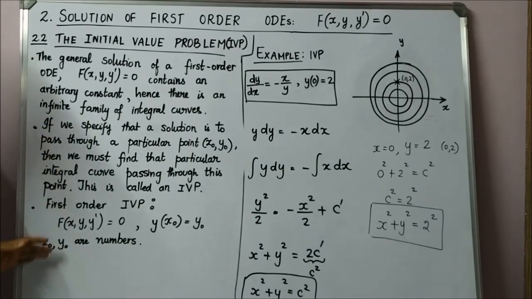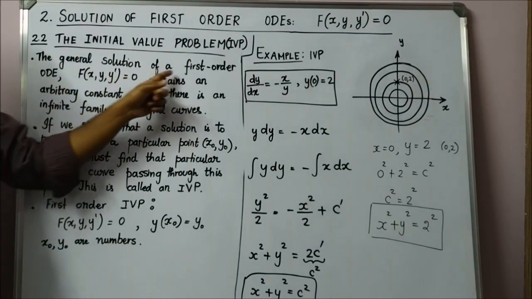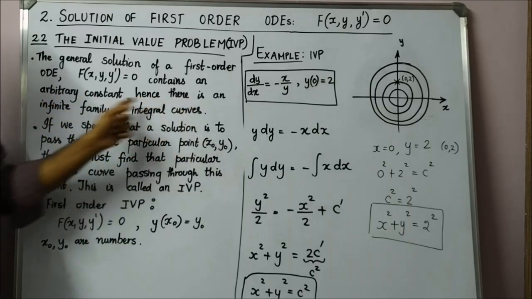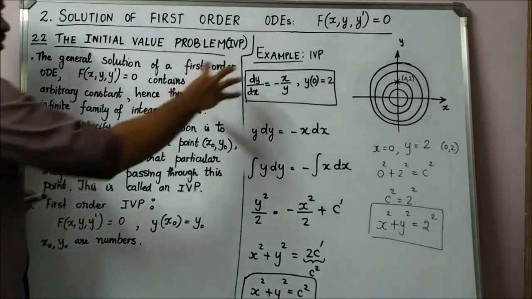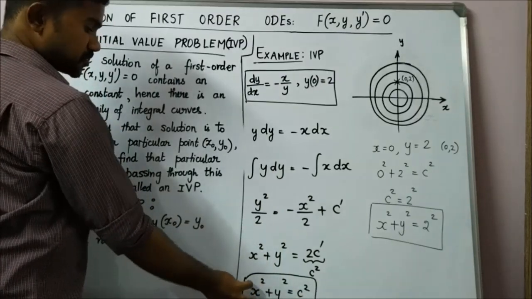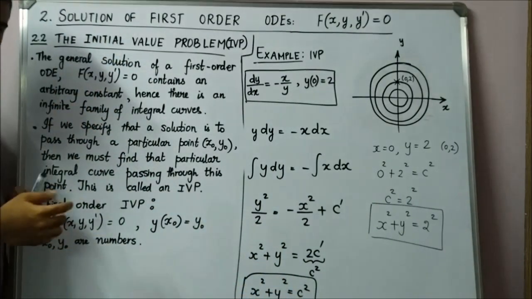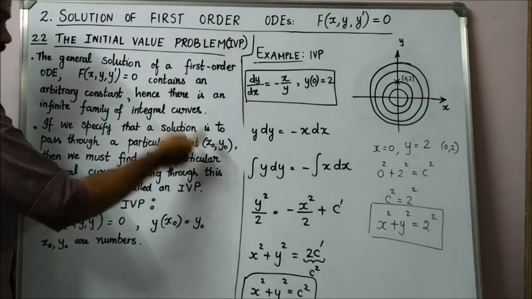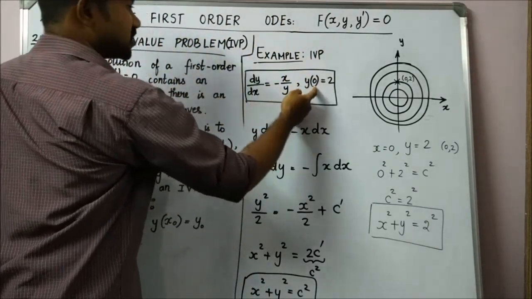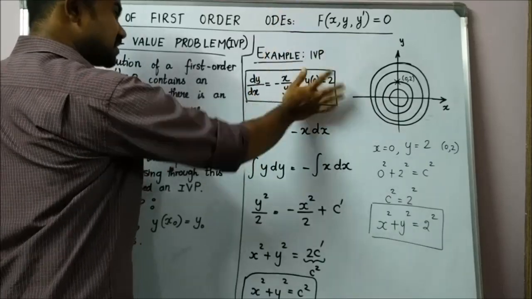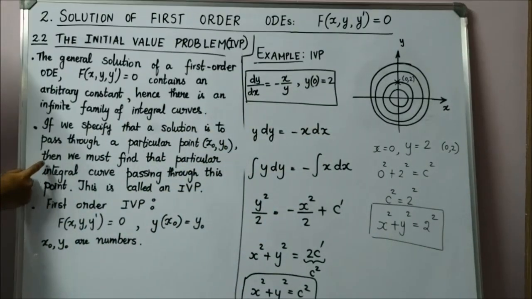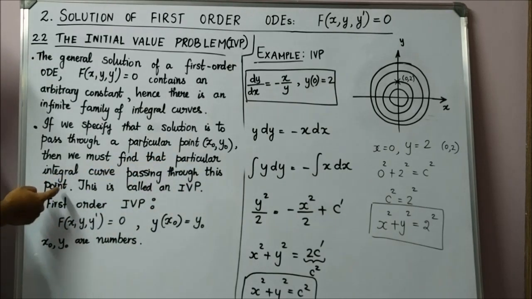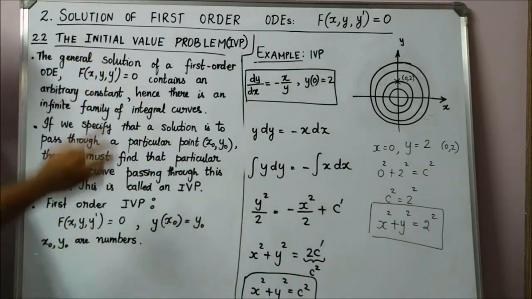Now we'll read this theory part. The general solution of a first order ODE contains an arbitrary constant, hence there is an infinite family of curves. This ODE has this general solution, and because of the arbitrary constant, it's a family of curves. If we specify that the solution is to pass through a particular point, this is an initial condition, the curve passes through this point. Then we must find the particular integral curve passing through this point. This is called an initial value problem.